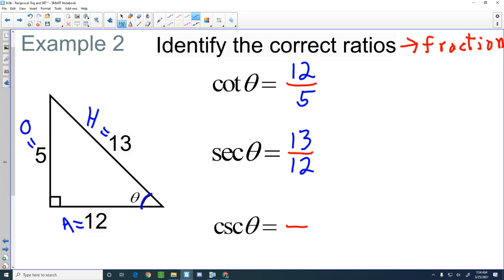Anybody get secant? Finally, cosecant is the reciprocal of sine. Sine was opposite over hypotenuse, so cosecant is hypotenuse over opposite. 13 over 5. Anybody get all three of those? All right, that's fantastic. Nice job, class. So those are your reciprocal trig functions. What do you think? Is this crazy difficult? No, it's just new names for new relationships between sides on a triangle. Nothing intense.